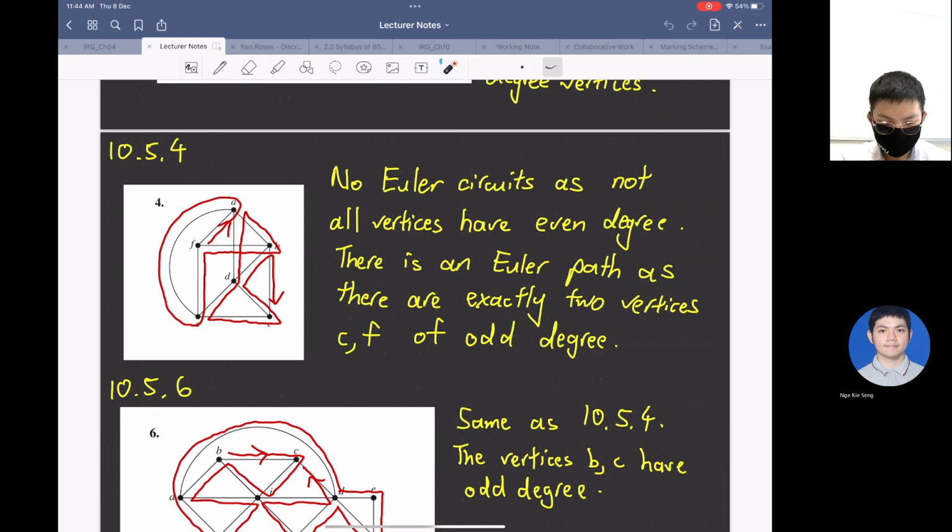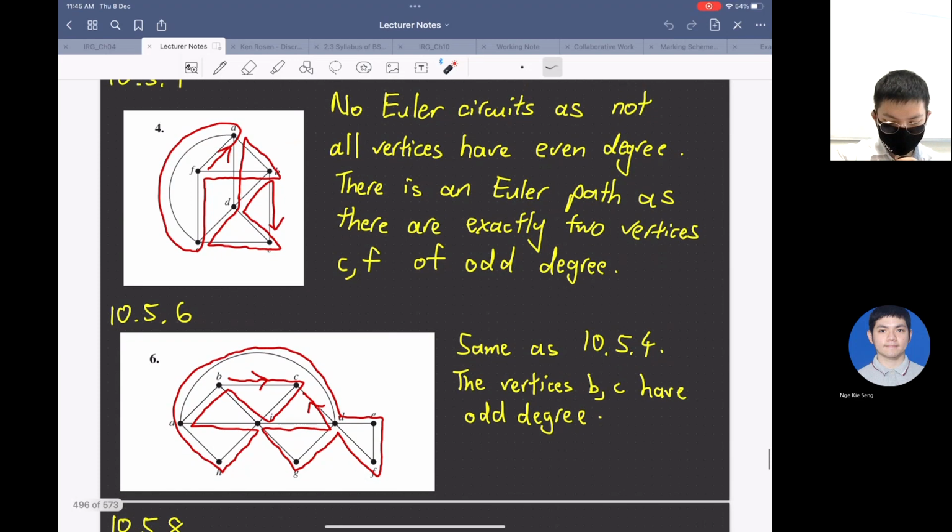10.5.4. This one has an Euler path because there are exactly two vertices of odd degree. You can go and check. Those two are C and F. So your Euler path must start and end using these two vertices. The middle, how you go around is your choice. But you must start and end there, otherwise you won't find your Euler path.